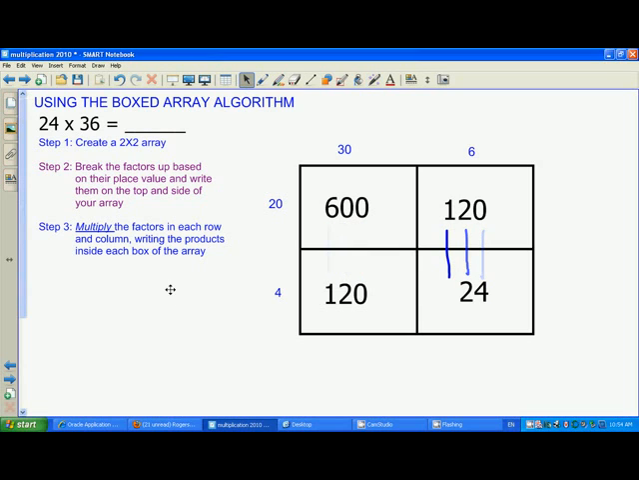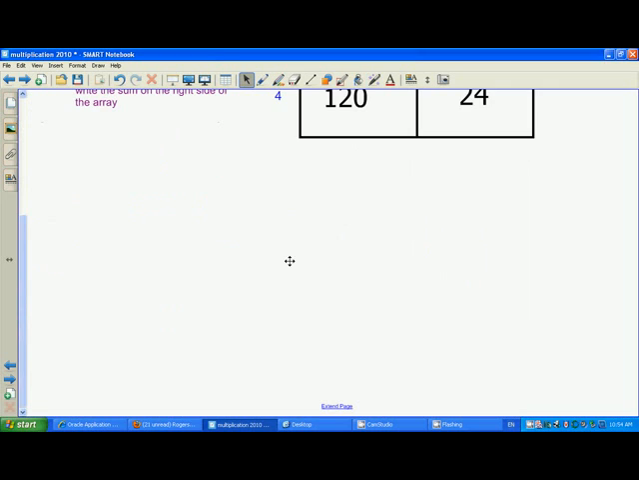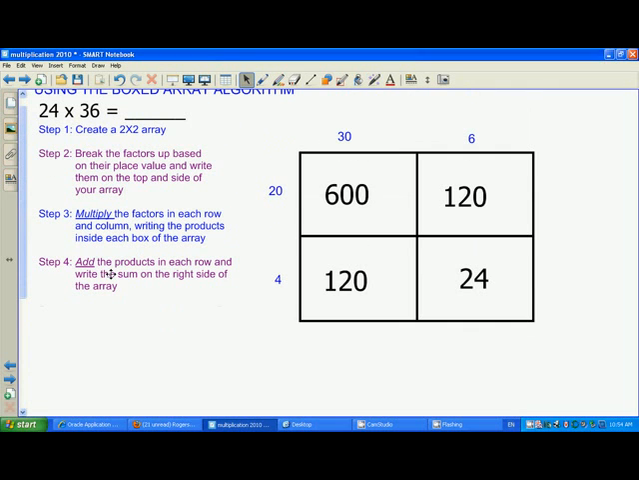Okay. Moving on to step 4, I'm now going to add the products. I'm going to add the products in each row going across. So I'm going to add 600 plus 120 and put my answer on the outside over here. So 600 plus 120, again, we can do mental math, is 720. And then same thing here. I'm going to go 120 plus 24. And again, using mental math, it's not too bad, 144. And that's it.